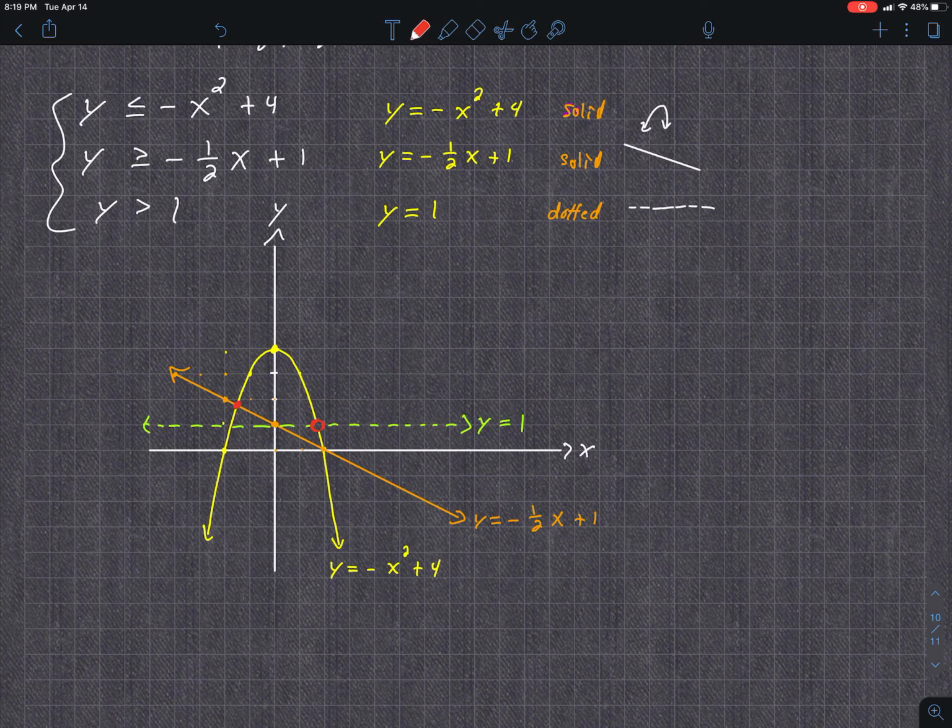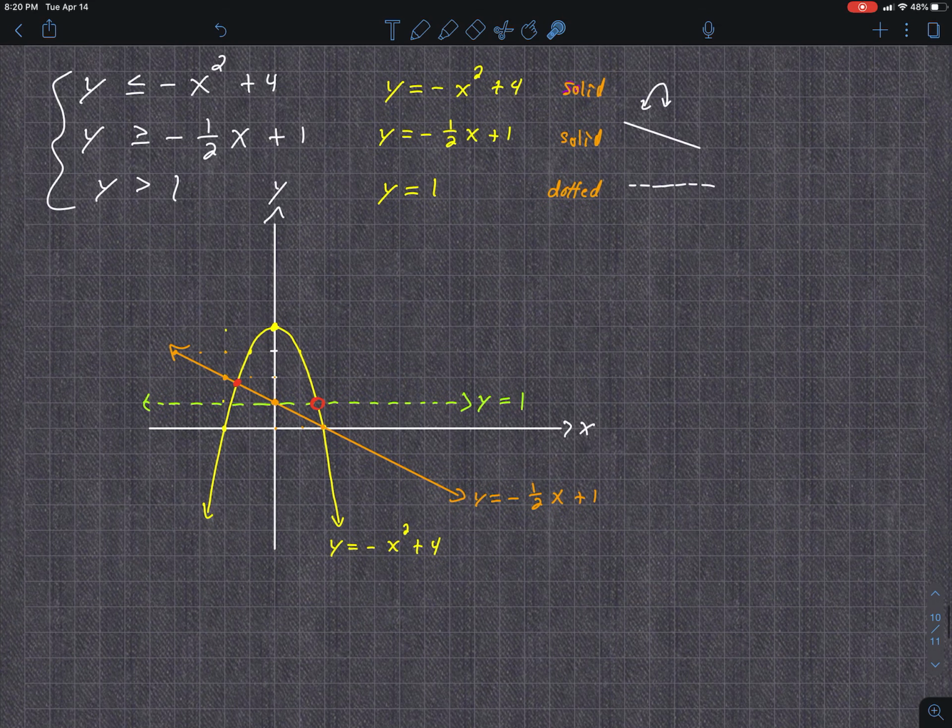So let's talk about the shading as well. So we can do that actually before we find those intersection points. If y is on the left, then you can read it off. So the y value is less than or equal to the parabola. So it's below it. So you're going below all of that. And then the next one, the y value is greater than or equal to the line. So that's going to be here. So here's your line. So it's going to be above.